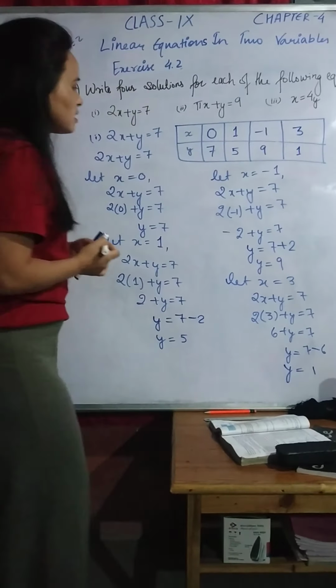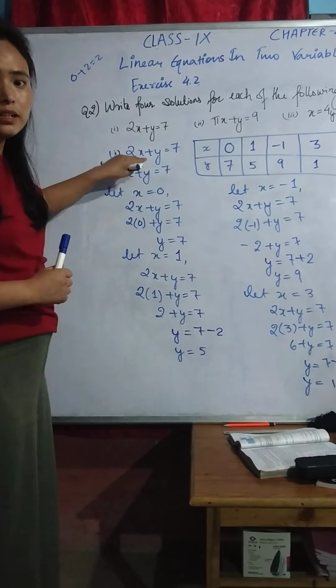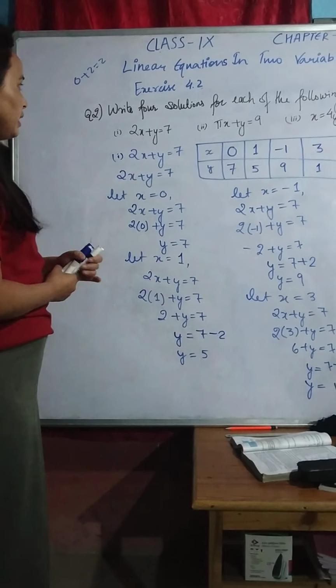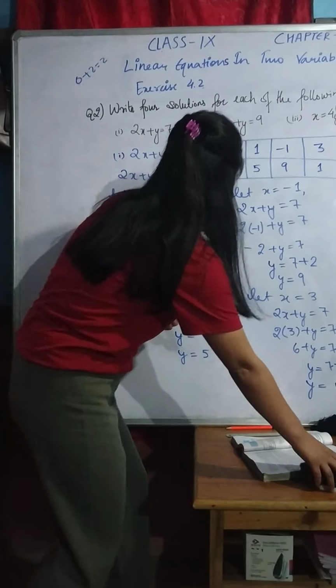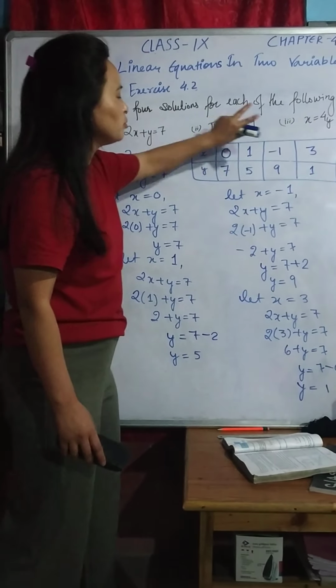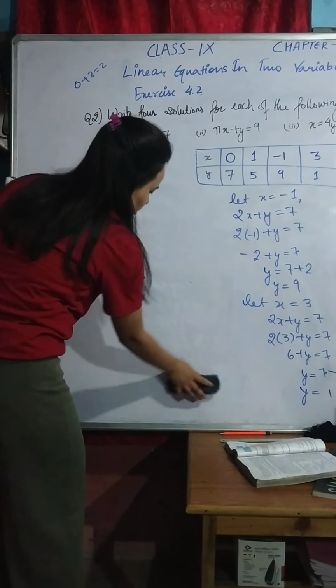So class, this is how we find the solutions of the given linear equation by assuming the value of one variable. Okay, so for question number 2, this was the first equation, and now we have to solve 2 more. Okay, let's solve the second one.